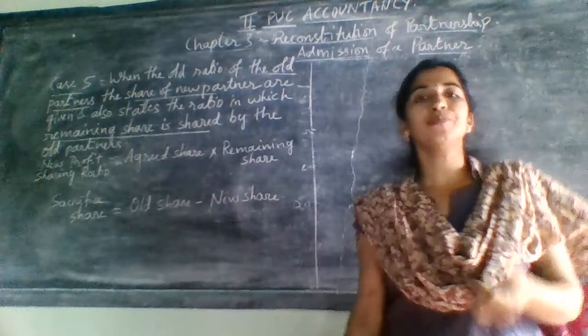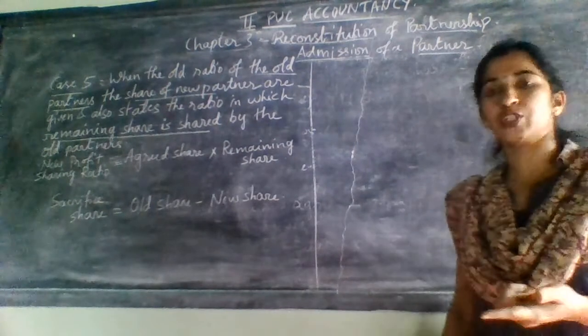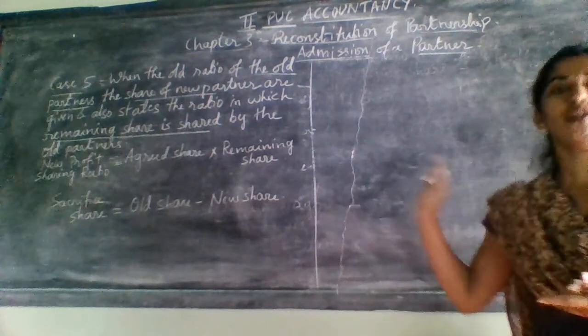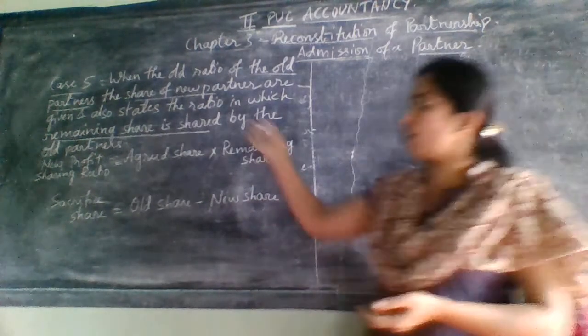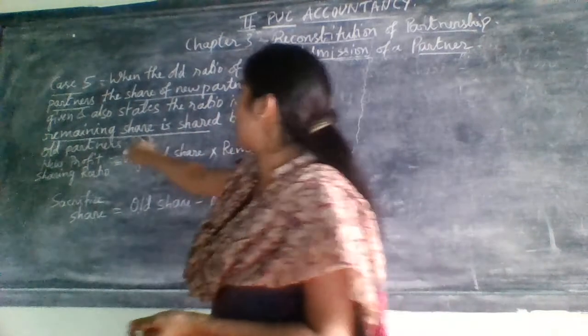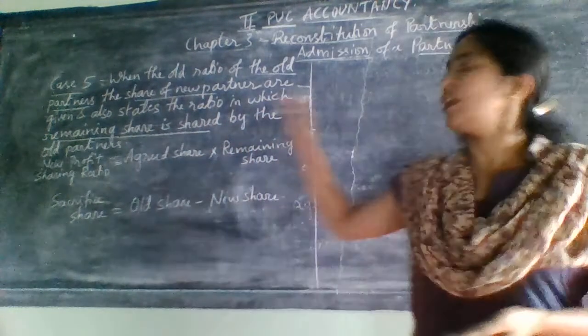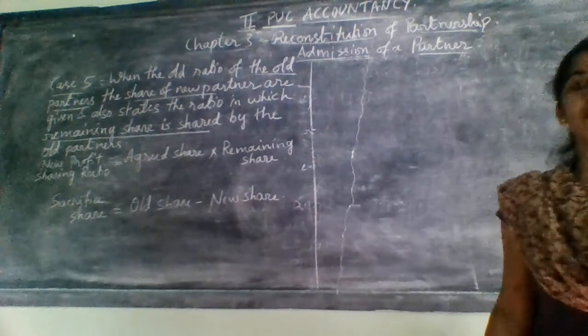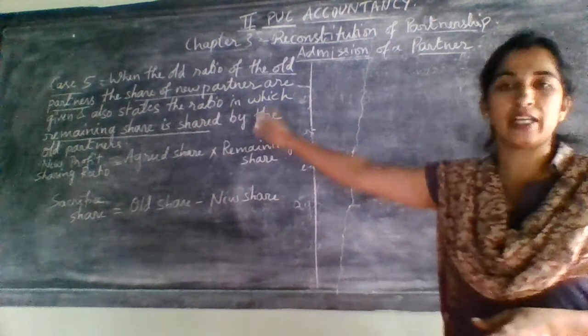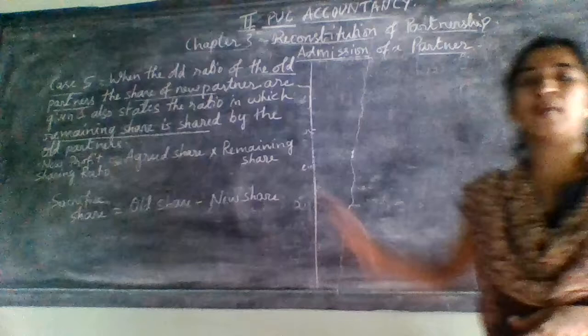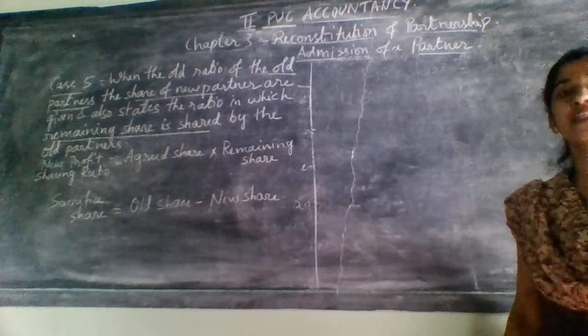So in the previous case they gave the old ratio and also the new ratio. If they gave the new partner's share also, no need to worry, because further information was not there. If they have given further information, like details regarding how the old partners will divide the remaining share among themselves, then it will come under case 5 and you need to follow this method to calculate the sacrifice ratio.